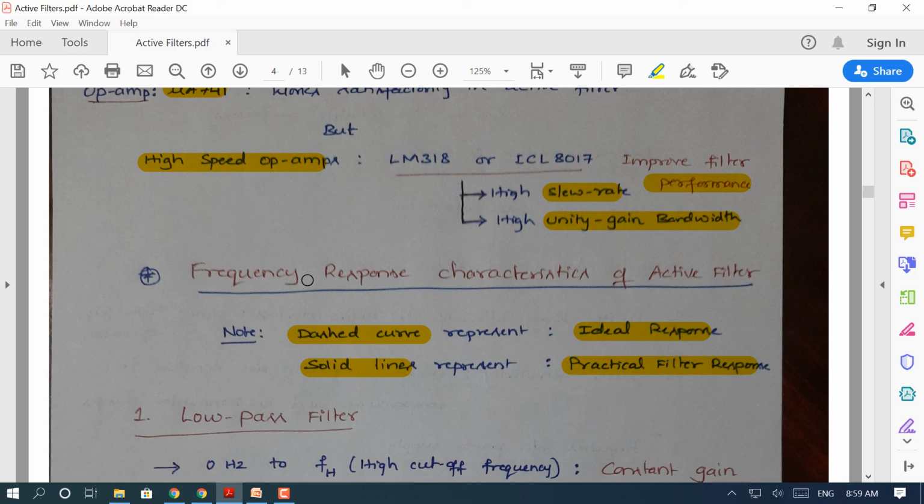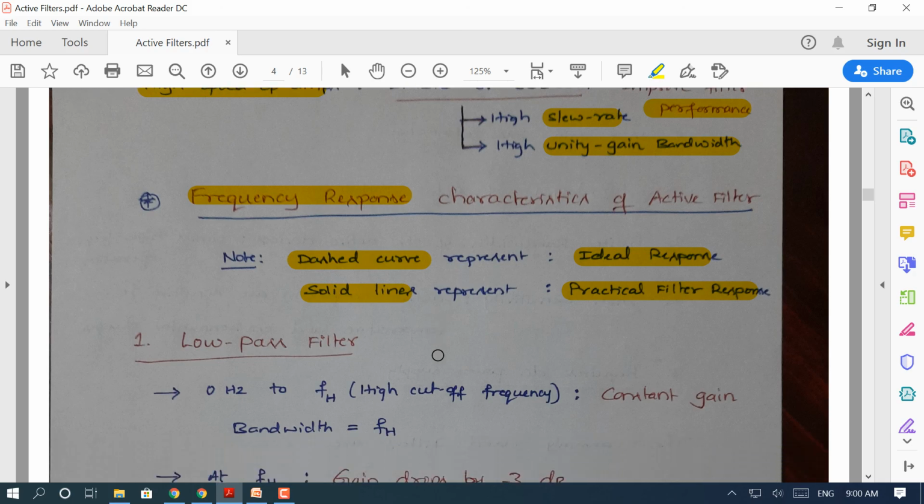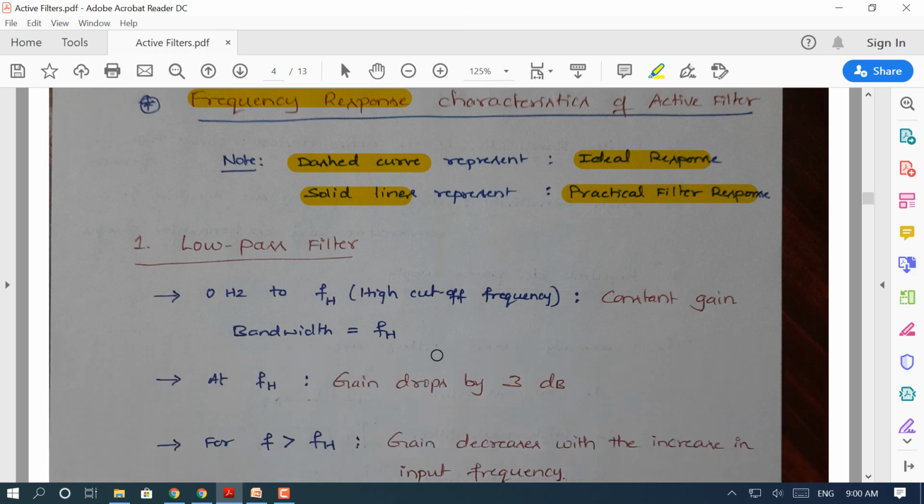Frequency response means how exactly the circuit gain varies with reference to the frequencies. Okay, so for different frequencies, how exactly the gain of the filter varies, that's called the frequency response. For different frequencies, we are seeing the gain of the filter, and based on that we can classify filters. We have already seen the classification, but now we are seeing the characteristics of active filters.